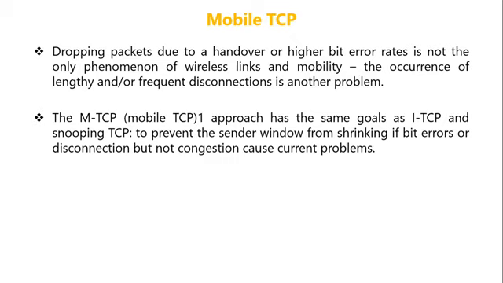Focusing in this lecture is mobile TCP. So mobile TCP has the same goals as that of ITCP and snooping TCP. That is, to prevent the sender window from shrinking if bit errors or disconnections, but not congestion, was the cause of the current problems.